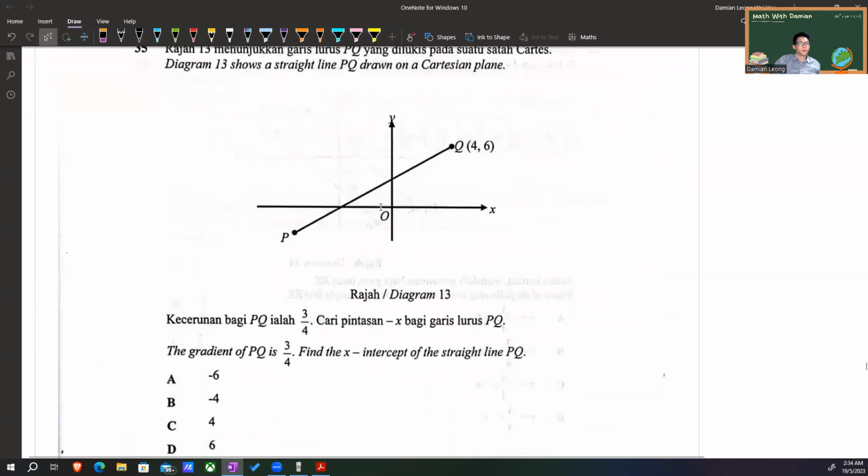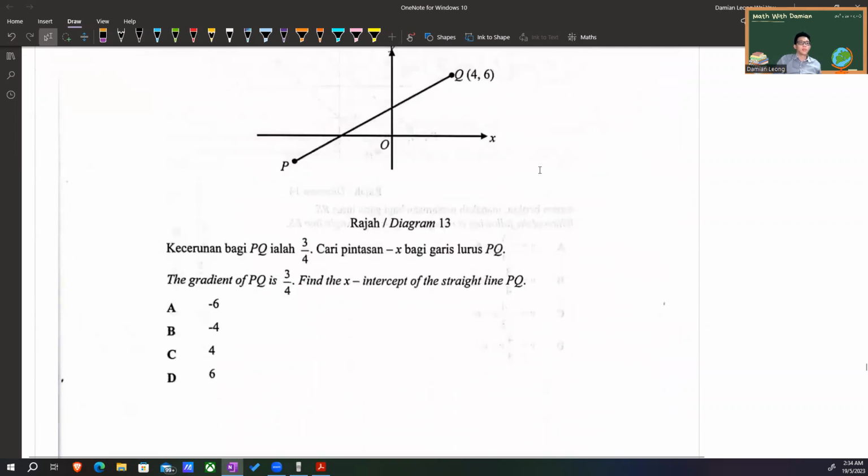Question 35. I have straight line PQ on a Cartesian plane. I'm given the gradient of PQ is 3 over 4. Find the x-intercept of the straight line. X-intercept means y is 0, so I just need to find x. Basically, gradient is y2 minus y1 over x2 minus x1. So if I take say 0 minus 6 over x minus 4, it will equal the gradient 3 over 4.